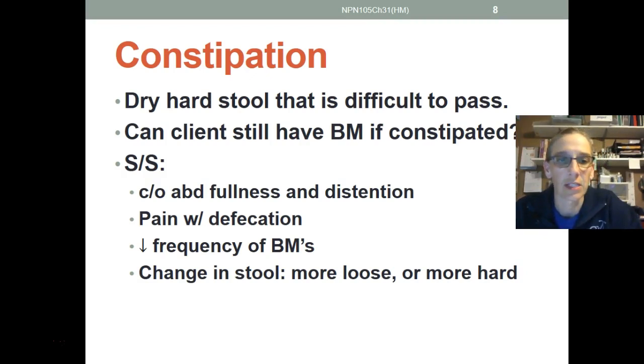Signs and symptoms of constipation, though. The patient complains of abdominal fullness and distension. They have pain when they have a bowel movement, pain with defecation, that's having a bowel movement. Decreased frequency of bowel movements. Change in the stool, more loose or more hard. So just because it's loose doesn't necessarily mean it's diarrhea. It could be that they've had an impaction and this loose stool is seeping around the hard impaction.